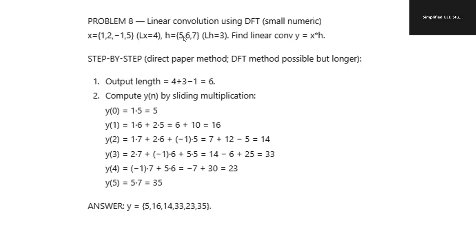Length of h is equal to 3. That means 4 plus 3 minus 1. That's the standard formula: length of x plus length of h minus 1, that is equal to m plus n minus 1, which is equal to 6. Compute y of n by using sliding multiplication. That means y of 0 is equal to 1 into 5. Y of 1 is equal to 1 into 6 plus 2 into 5, that is equal to 16. Go for the sliding multiplication, element-wise multiplication.